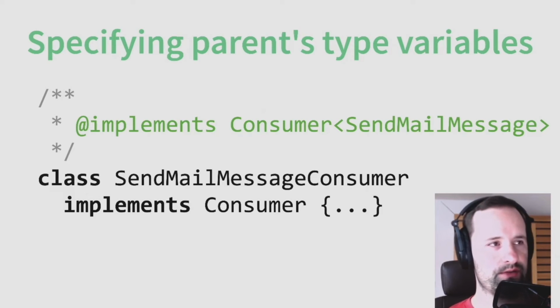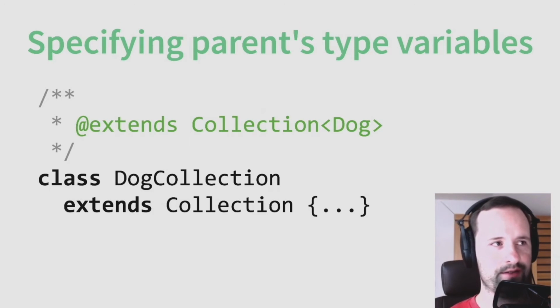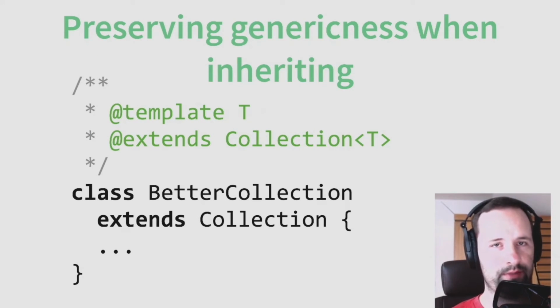When we are implementing an interface, we are using the @implements PHPDoc tag, and when we are extending a class, we can use the @extends PHPDoc tag. So if you are, for example, extending a general collection and you only want a specific kind of items in your child collection, you can say that this collection will only be a collection of dogs using the @extends tag. And if you have a different situation, if you are extending a collection parent class and you still want to allow any kind of item in your child collection, you can preserve the genericness of the parent, repeating the same @template, the same type variable above the class, and use the type variable inside the collection type that's in the extends tag.